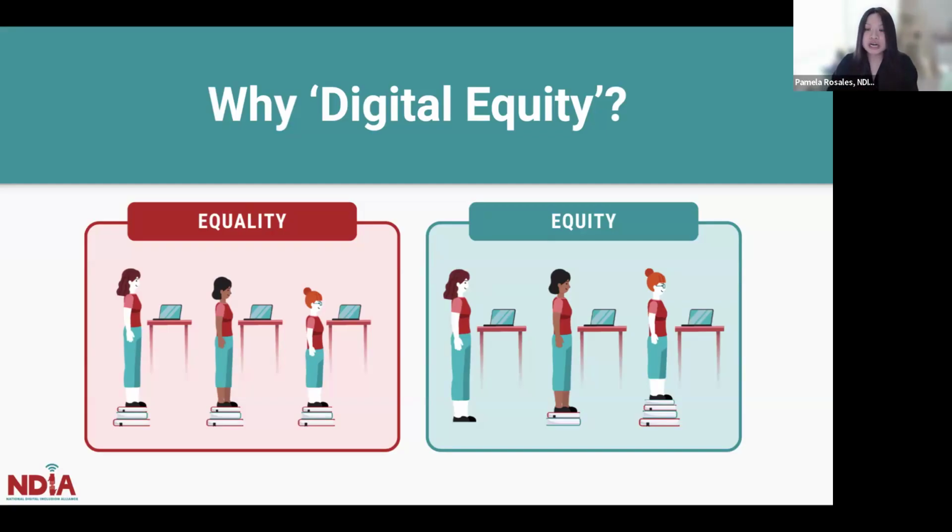So equity forces us to not make assumptions about what the barriers of each community are, and therefore it takes away the assumptions we would make when we are providing resources for that community, right? Because some communities are experiencing systemic barriers like digital redlining that I mentioned earlier. Other communities might be struggling with the high cost of the internet.